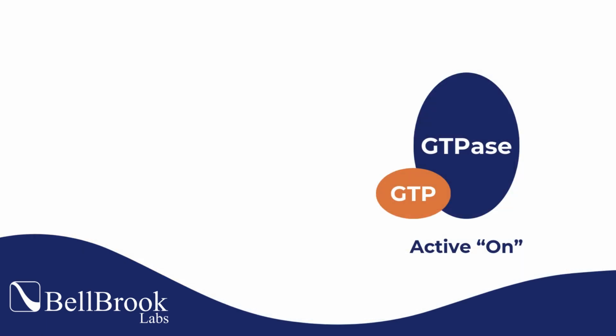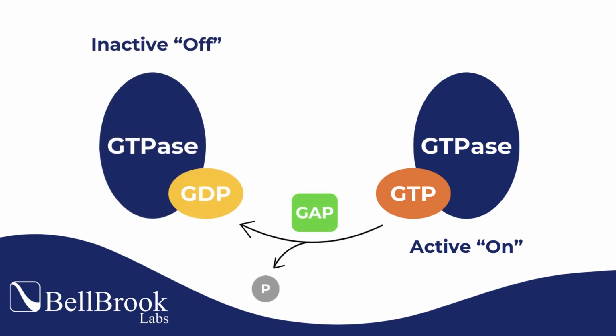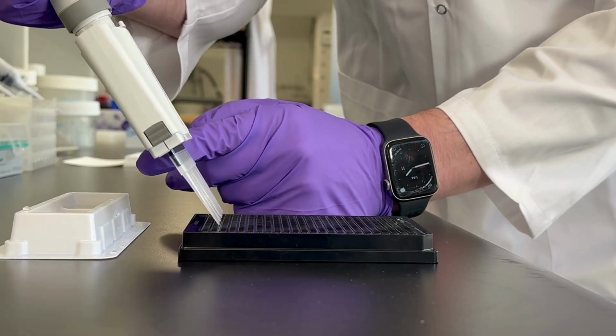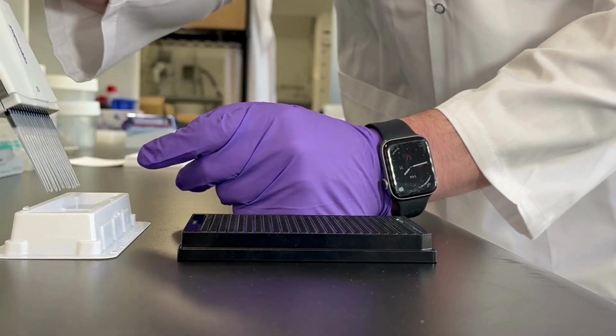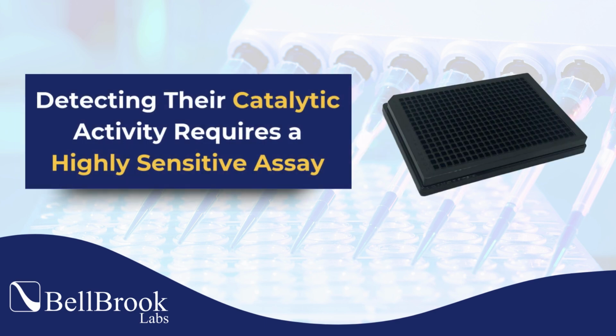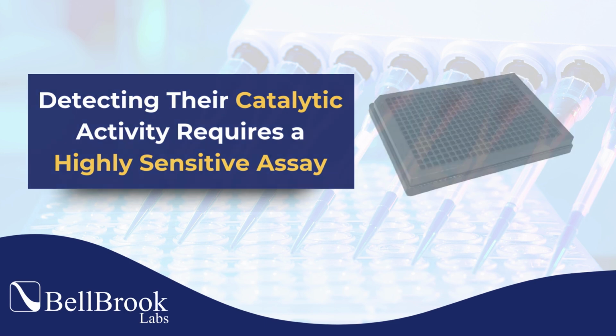GTPases act as molecular switches, which are on when GTP is bound, and off after hydrolysis to GDP. This function makes them especially challenging for detection in a biochemical assay. Rather than evolving for maximum catalytic efficiency, they hydrolyze GTP very slowly. This means that detecting their catalytic activity requires a highly sensitive assay.